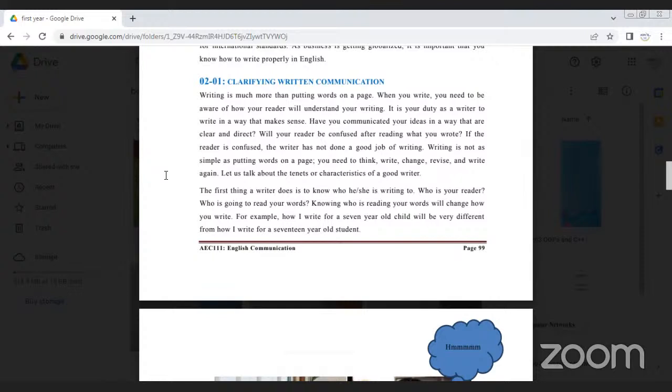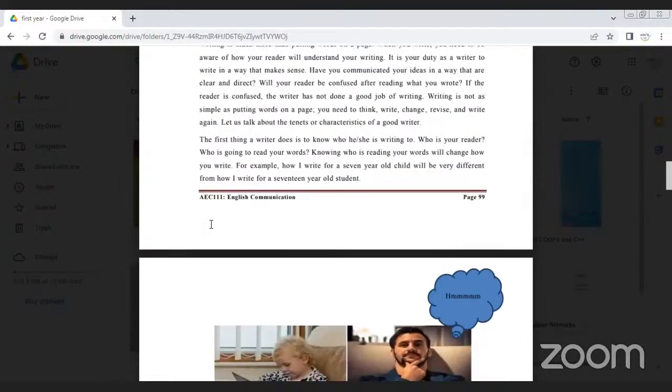If the reader is confused, the writer has not done a good job of writing. That's why you have to write properly, in the correct manner. Writing is not as simple as putting words on the page. You need to think, write, change, revise, and write again. Let us talk about the tenets or characteristics of a good writer. What are the characteristics of a good writer?